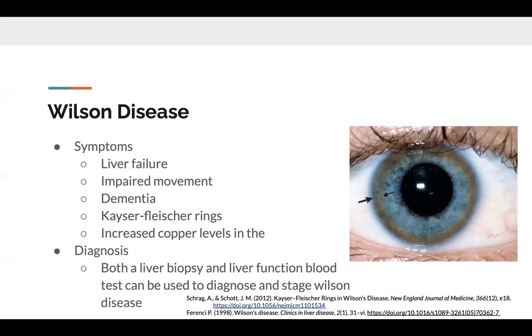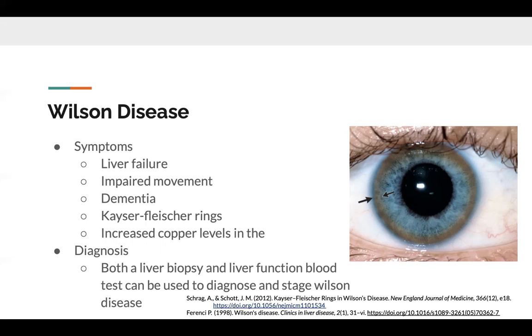Children with Wilson's disease tend to present more with liver failure, and older adults with Wilson disease tend to present more with neurological symptoms. Some hypothesize that this could be caused by different mutants of the ATP7B protein, but more research is necessary to reach a conclusion on this. A liver biopsy and a liver function blood test can both be used to diagnose and stage Wilson disease, by measuring the liver's exocrine function and level of tissue damage.